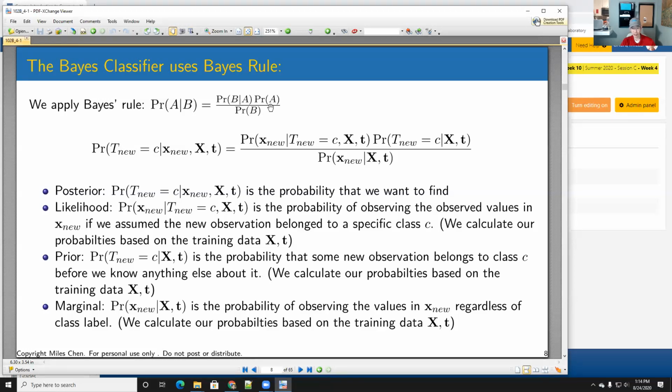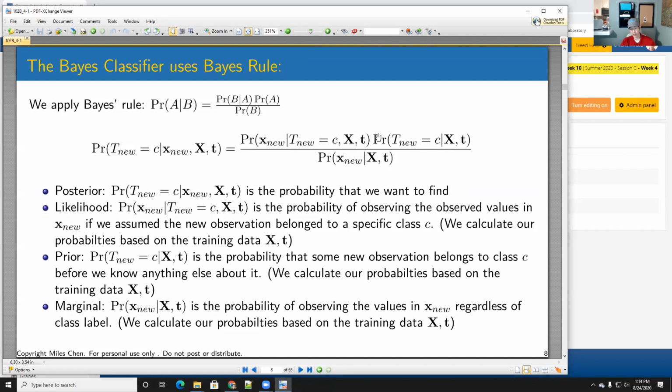We're going to multiply that by the probability of A, which is the probability of T nu equal to C. This is what we call the prior probability. This is the probability that the new observation belongs to class C before we know anything else about it. Just given the training data X and T, what's the probability that some new observation belongs to class C, okay? So this probability does not involve the values in X nu, okay?